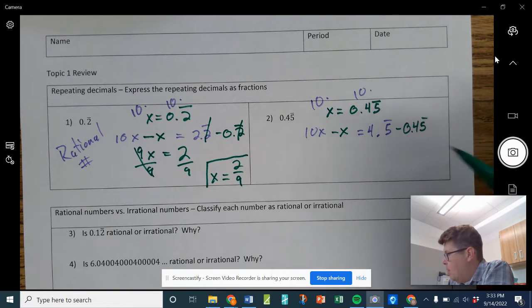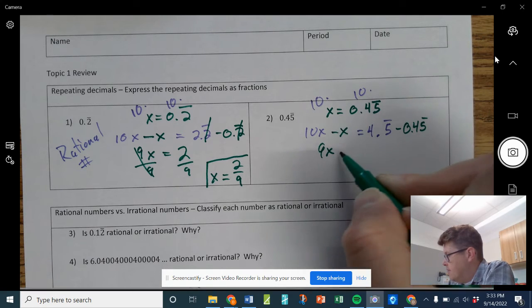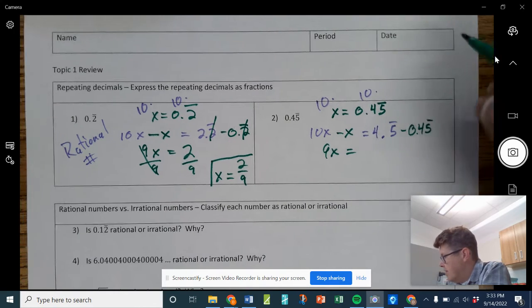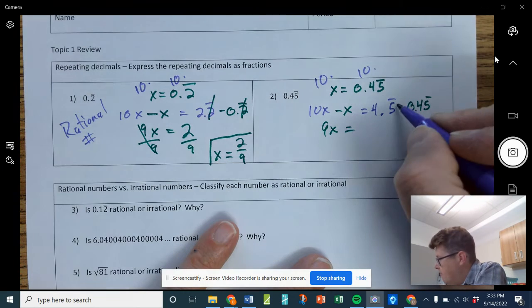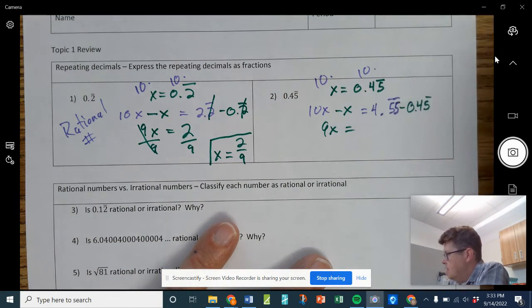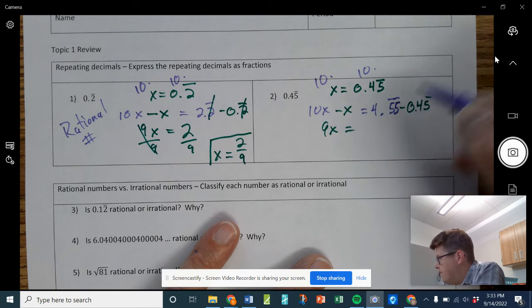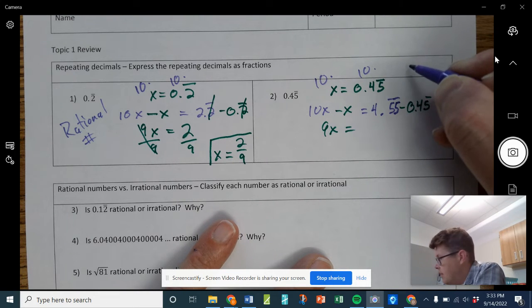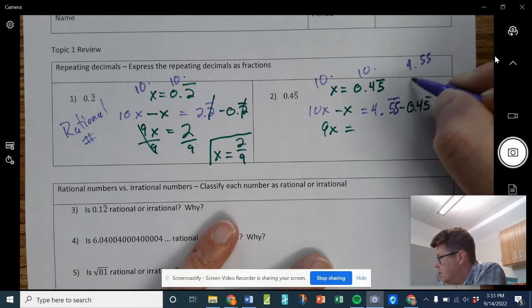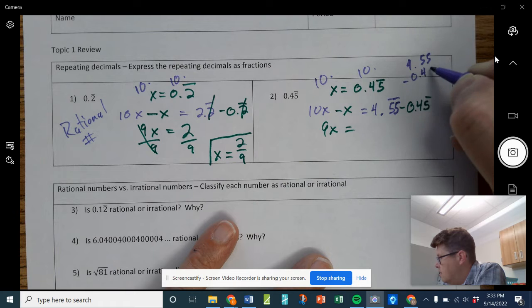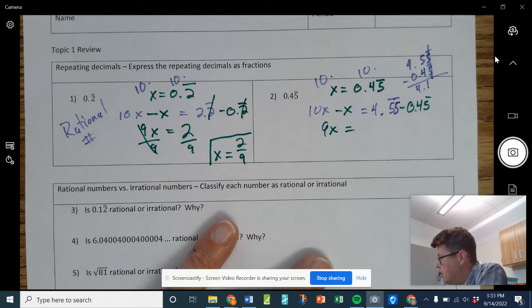Okay. Now what happens? Again, this is going to give us 9x. But this is going to give us something else. What's going to happen here is technically this is 4.55. So now we've got this 4.55 here, and I'm just going to show the work right here. 4.55 minus 0.45 repeating, right? So when we subtracted, those cancel out. So now we're at 4.5 minus 0.4, which is 4.1.